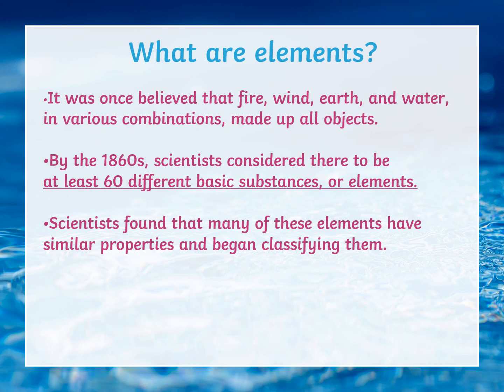What are the elements? It was once believed that fire, wind, air, and water in combination made up all the objects. Later, scientists considered there to be at least 60 different substances or elements. The scientists noticed that some elements have similar properties and began to classify them.